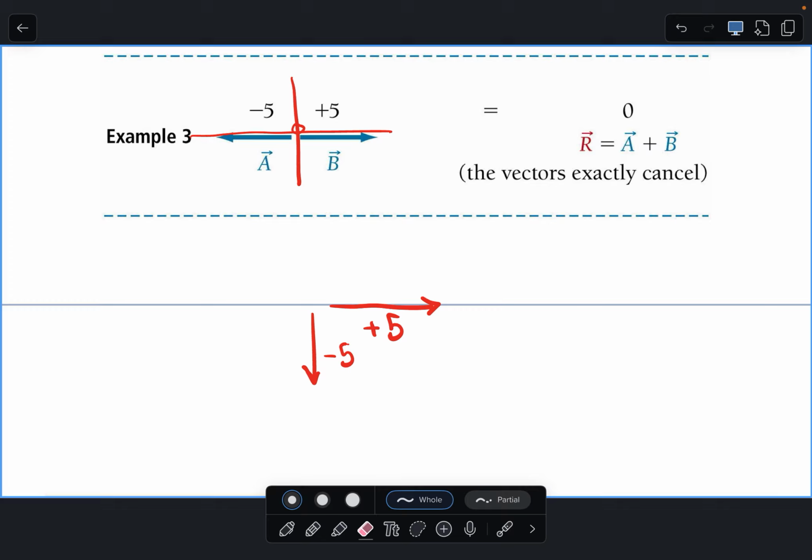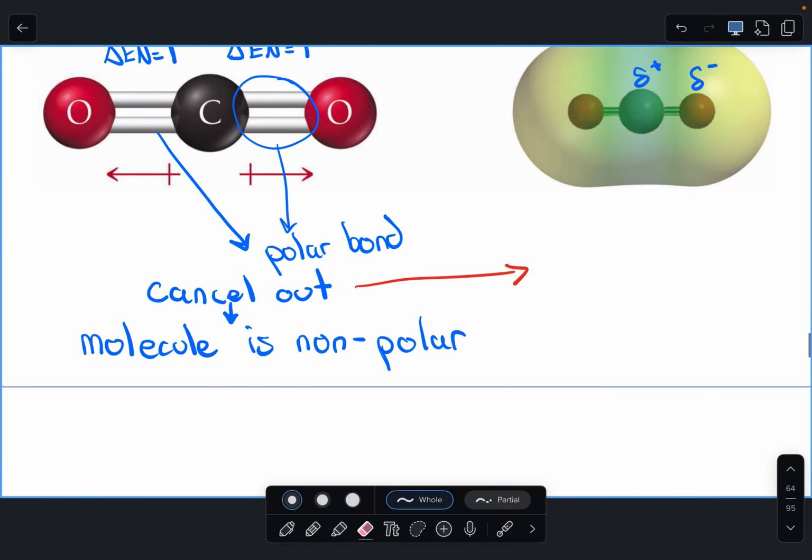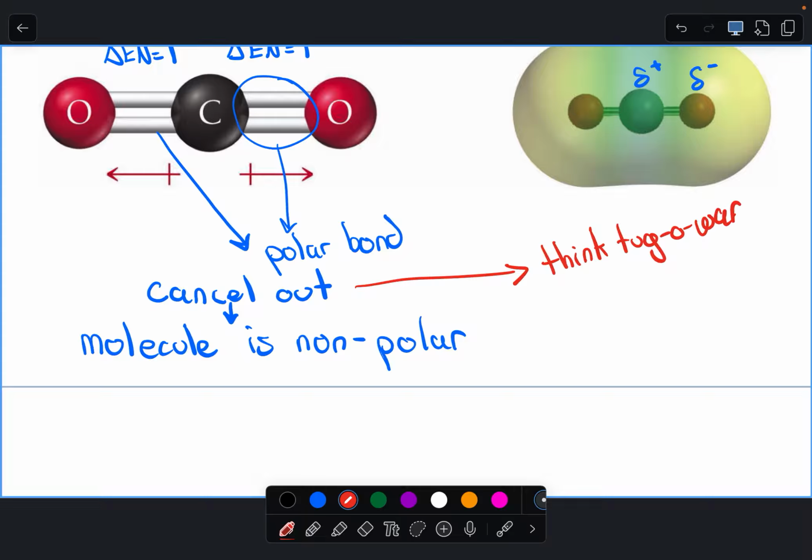We're going to keep going back to this tug of war example to know, are they canceling each other out? So I'm going to put here, cancel out, think, tug of war. It should be tug of war, but as I'm writing it, I'm thinking it's like tug o war. Someone can Google that if they want. So if there's no clear winner in the tug of war, that means that they canceled each other out.